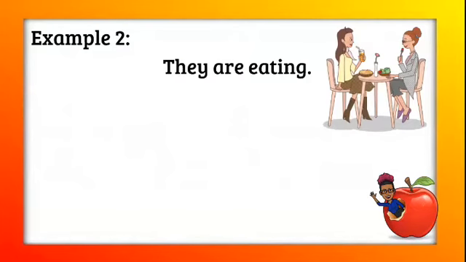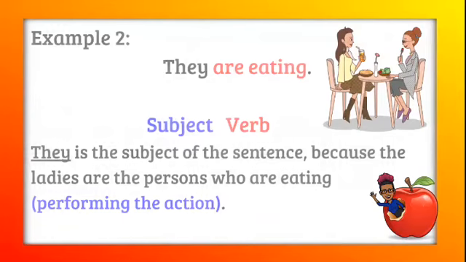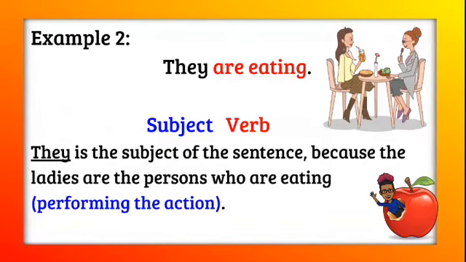Example 2, they are eating. They is the subject of the sentence because the ladies are the persons who are eating. In other words, they are performing the action. So they, the subject, the verb, the action, are eating.